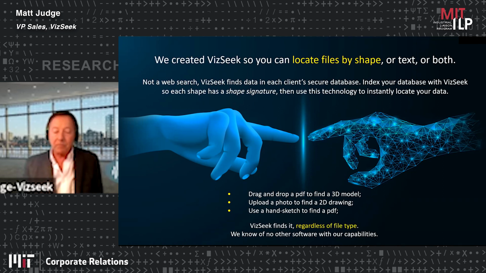It works like this. You connect VizSeek to the database that you want to make searchable, either in our cloud environment or on-premise. VizSeek then indexes all of these files, identifies the critical elements in each file, and creates what we call a shape signature. That is a key that helps you go back and find that shape again later. Think of it like the FBI and a thumbprint.